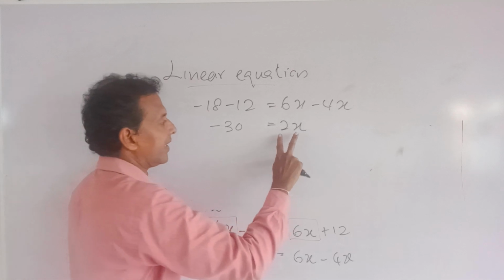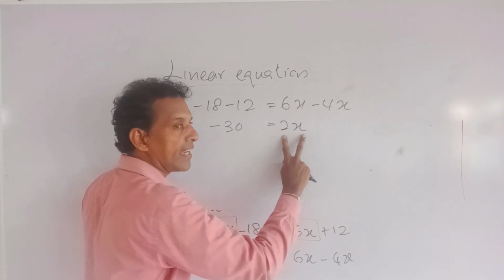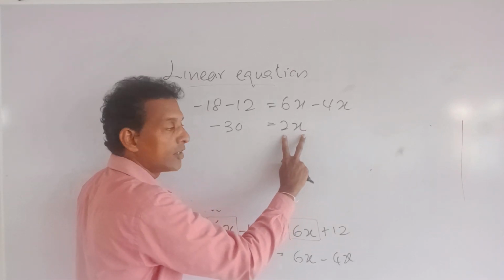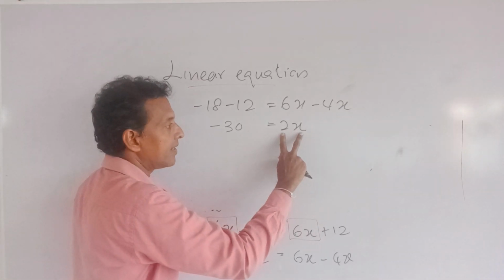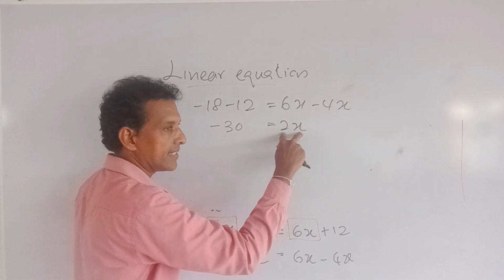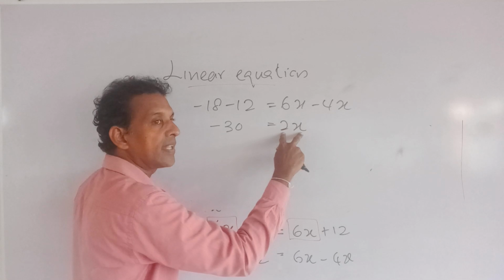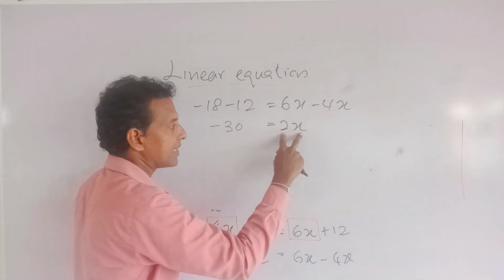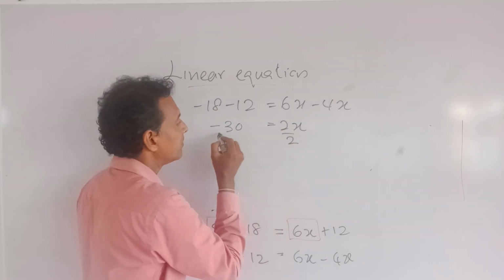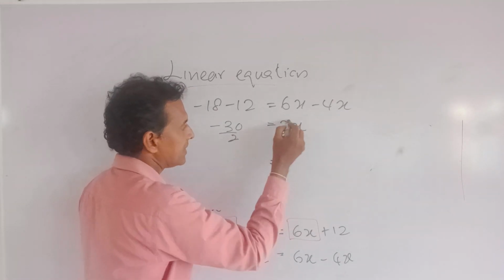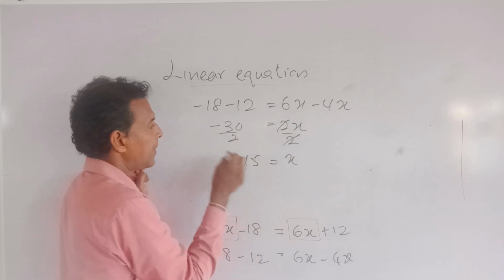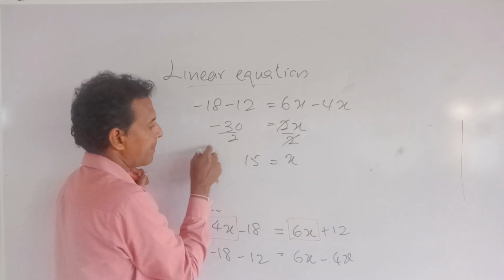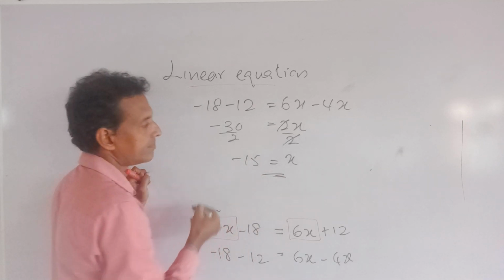Now you can see the only operation with the variable is multiplication. By now we have learned this very well: when the operation is multiplication, carry out the inverse operation, that is division. So divide both sides by 2. This gets cancelled. 30 divided by 2 is 15. Minus divided by plus is minus.